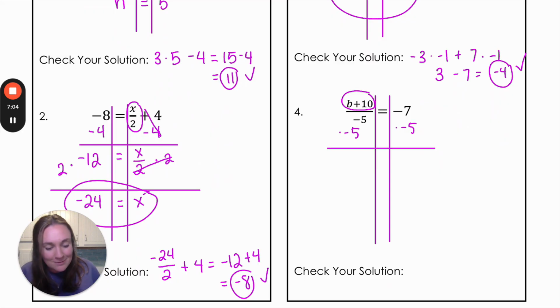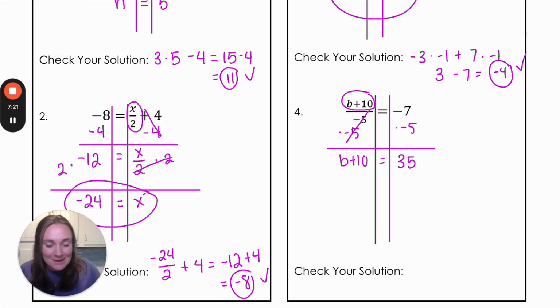Big line across the bottom. That multiplying and dividing are those inverse operations. So I have to bring down the bubble. So B plus 10 equals, -7 times the -5 gives me a +35.